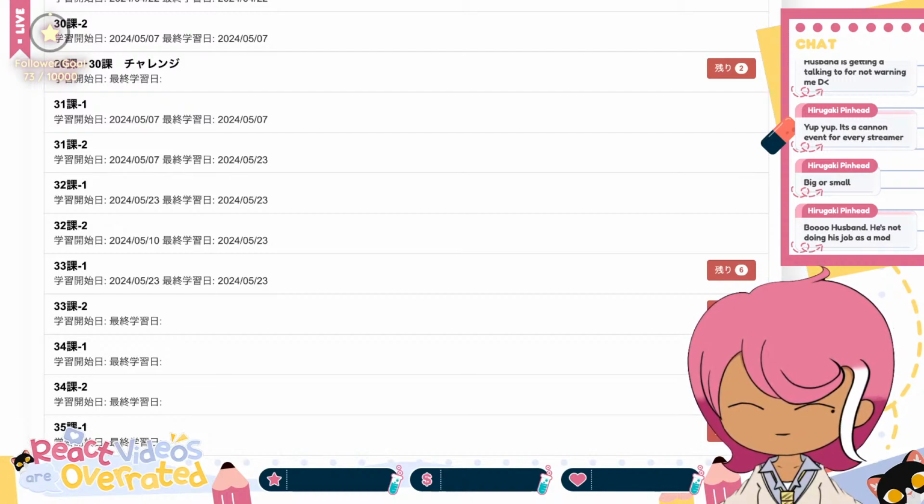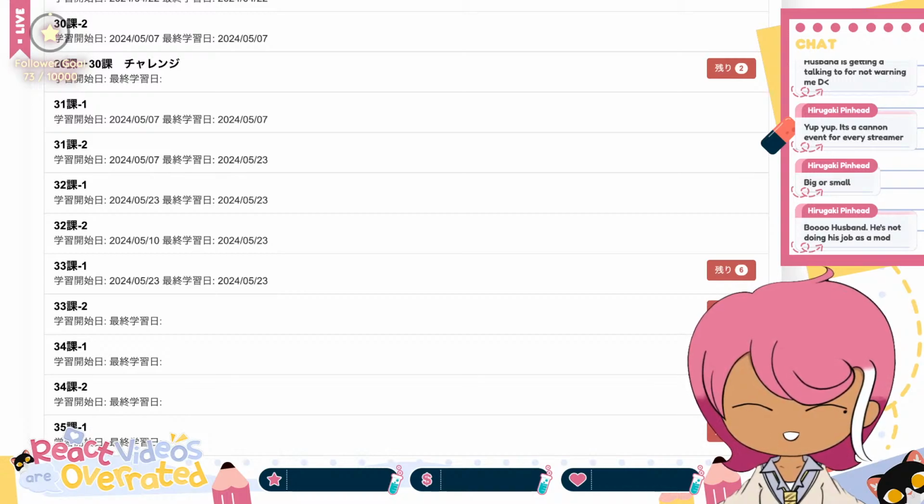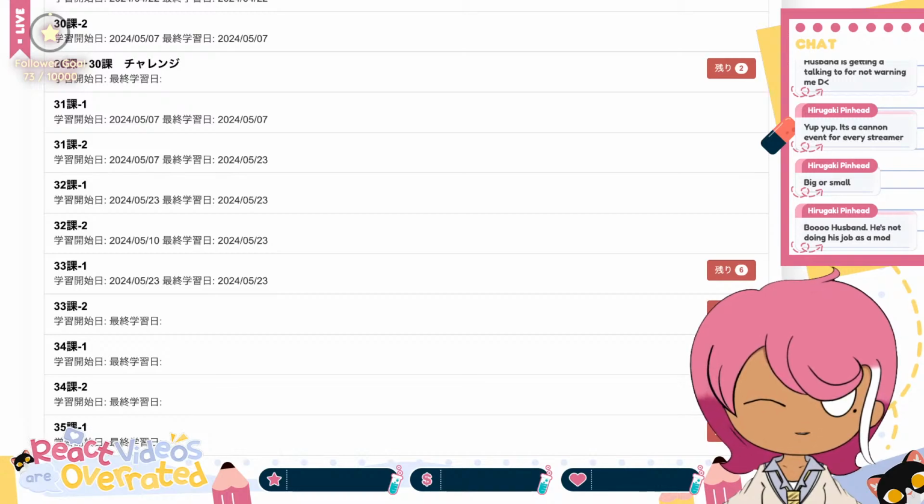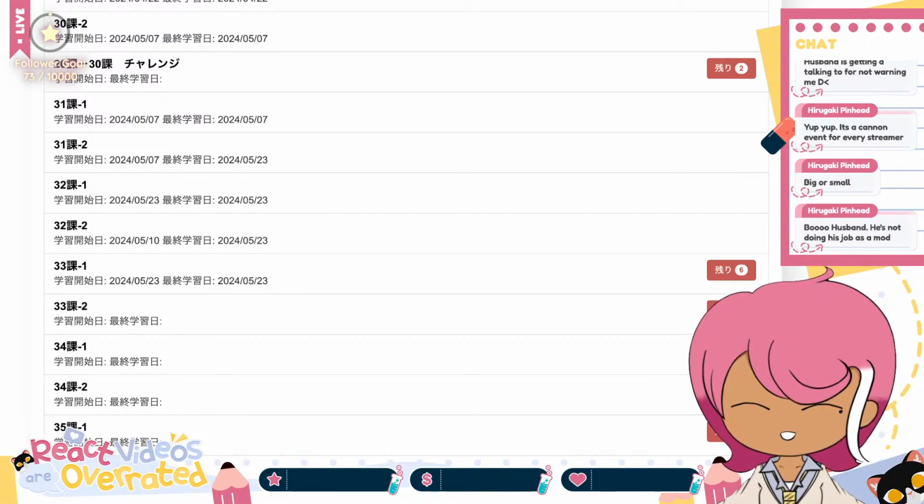Then we got particle mo. When mo is attached to a noun, to which ga or o is already attached, it replaces these. Well, that's like basic N5 stuff, still. So that's easy. All right.